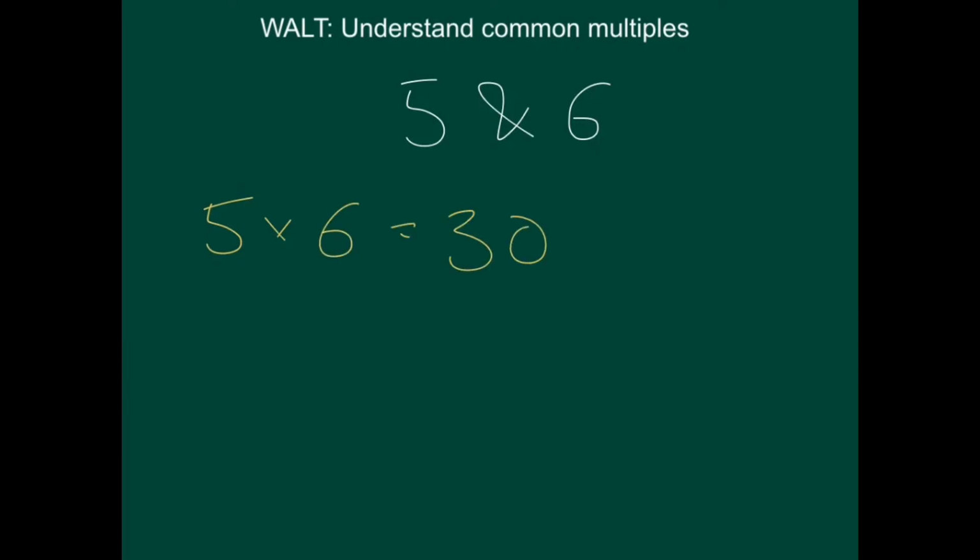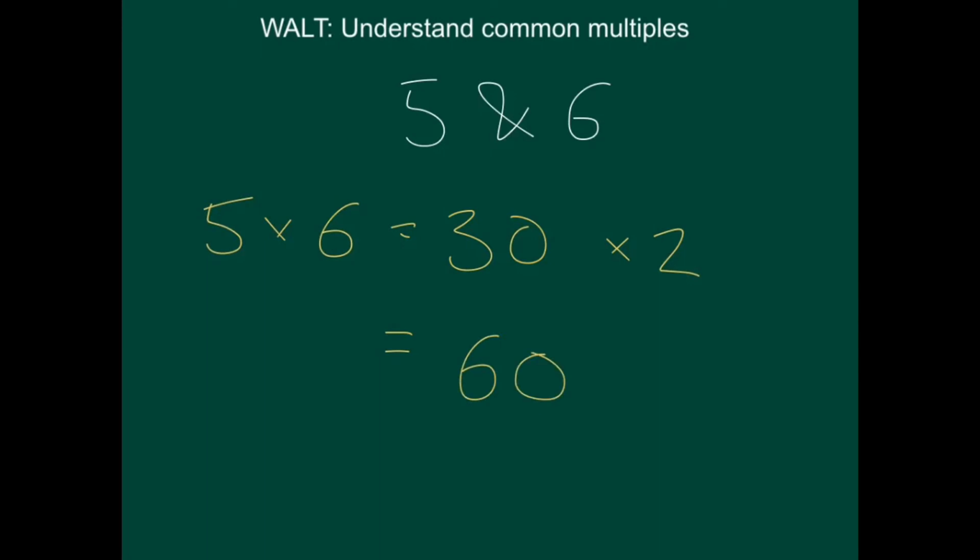Let's try one last example. We're going to try and find the common multiples of 5 and 6. So, we could just skip count our 5s and our 6s and draw the table up, but it's going to take too long. So we're just going to times them together. And 5 times 6 equals 30. And then we're going to double it. And 30 times 2 equals 60.